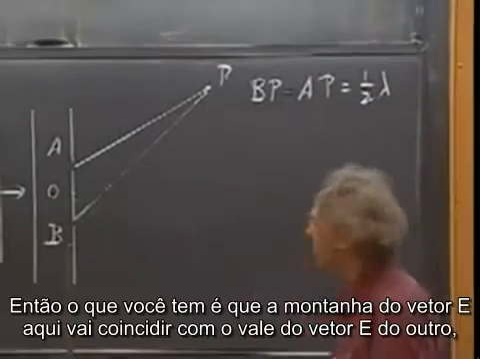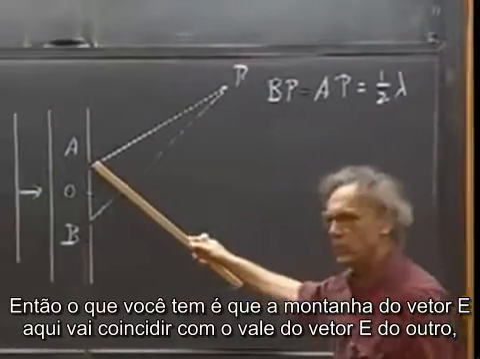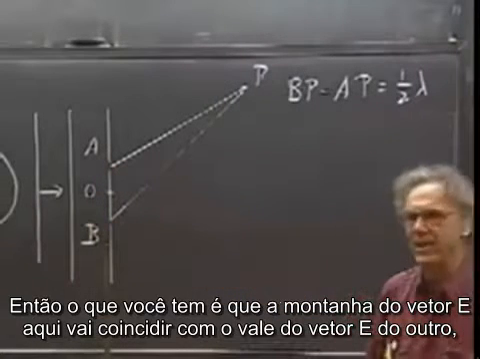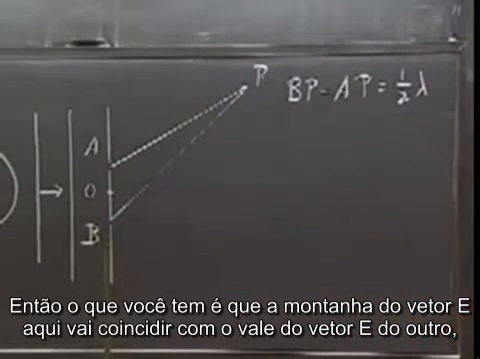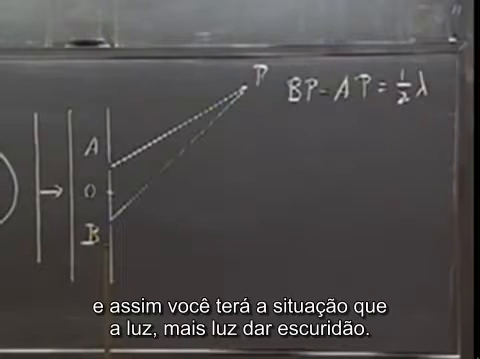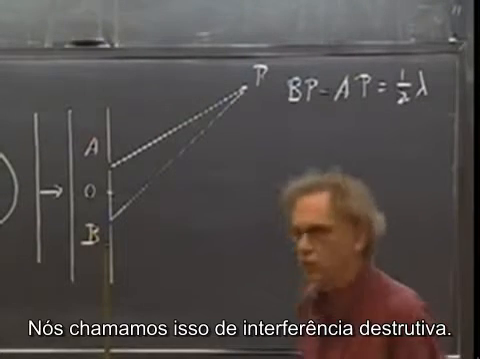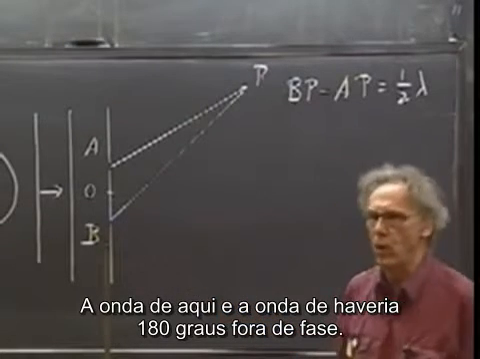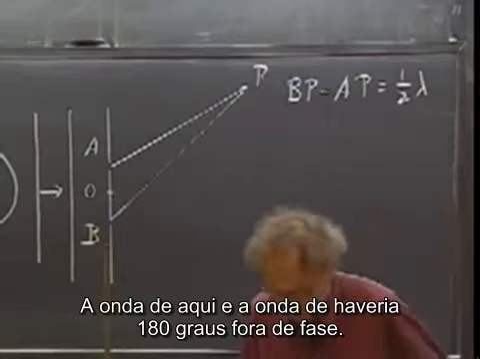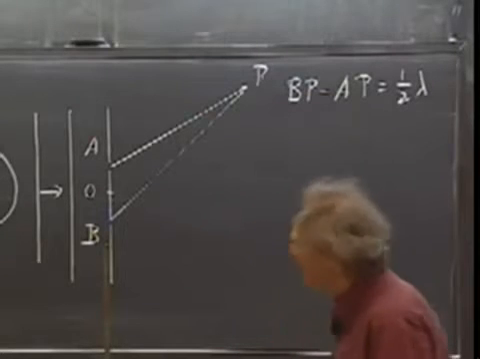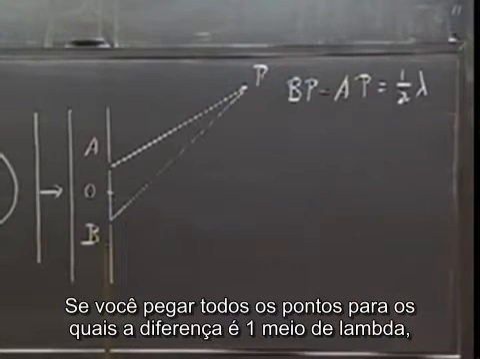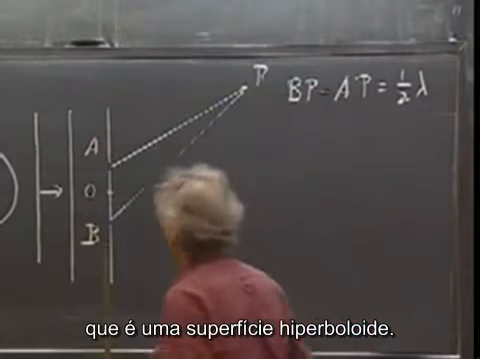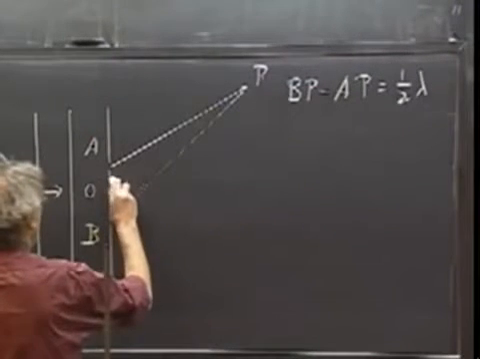Then what you get is that the mountain of the E vector here will coincide with the valley of the E vector from the other one, and so you will get the situation that light plus light will give darkness. We call that destructive interference. The wave from here and the wave from there would be 180 degrees out of phase. And if you take all the points for which the difference is 1/2 lambda, that is a hyperboloidal surface. It's like a bowl.